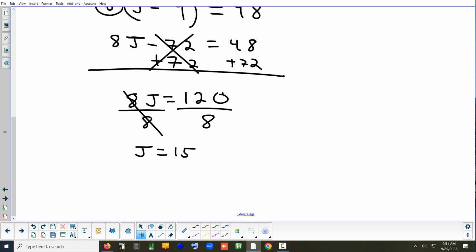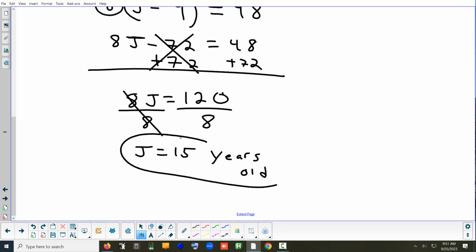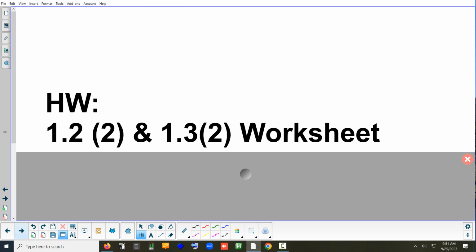Now we should put a label on that. What is 15 again? His age. So what should we put? 15 years old. How old is he? 15 years old. So that's solving problems where you have distributive property and combined like terms.